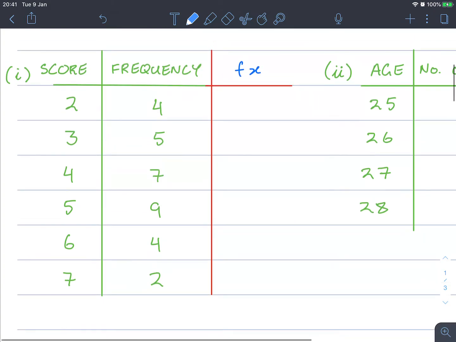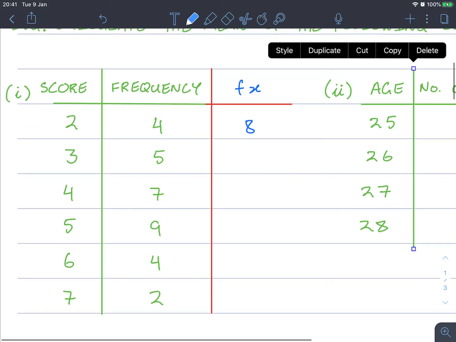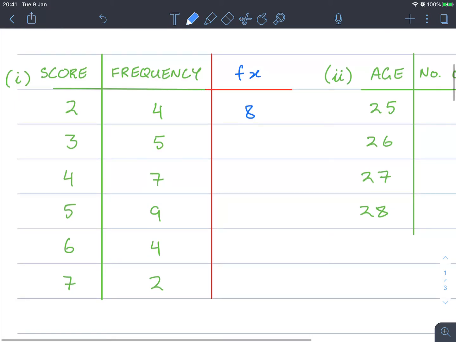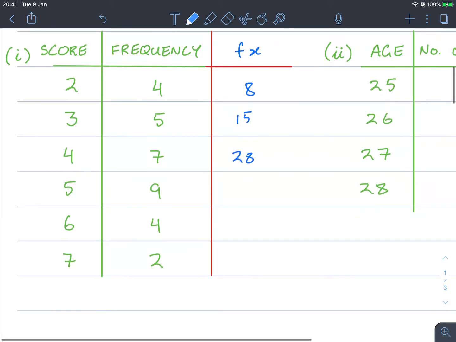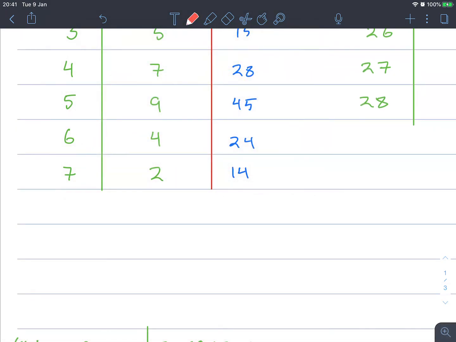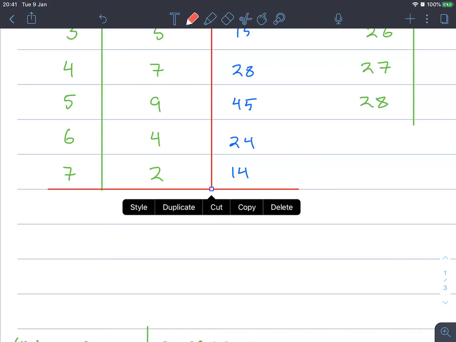Fx is the multiplication of the score and its frequency. In this case, fx here is going to be 8. By the way, the reason why it's called fx is because our score is x and our frequency is f. And we multiply the two, we get fx. Now let's multiply all of these. We get 3 times 5, 15, 4 times 7, 28, 45, 24, and 14.